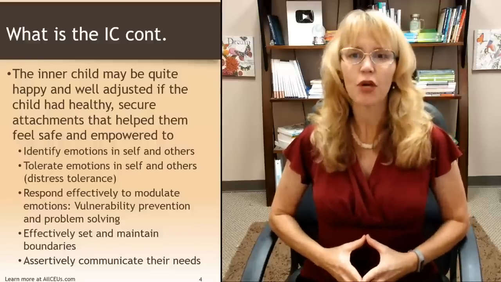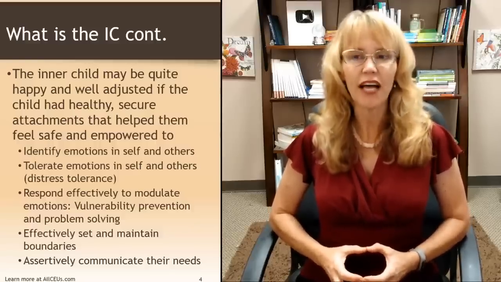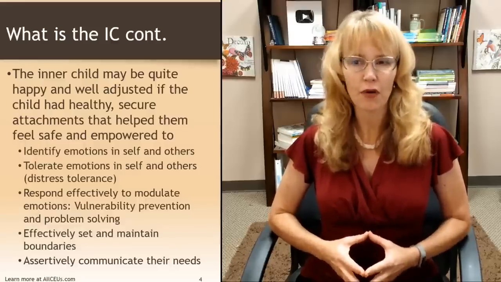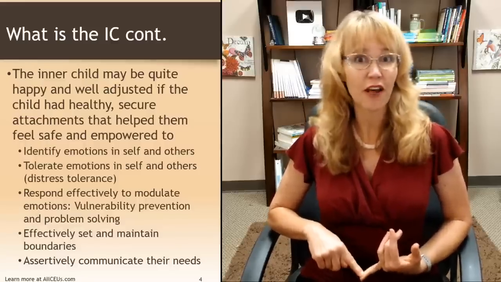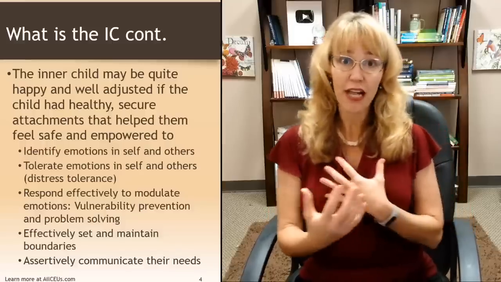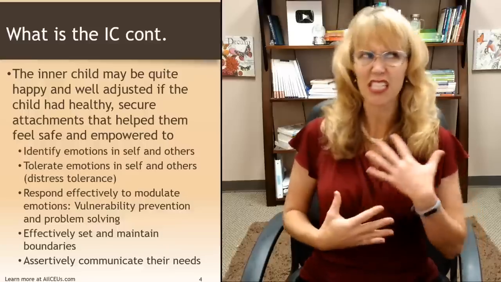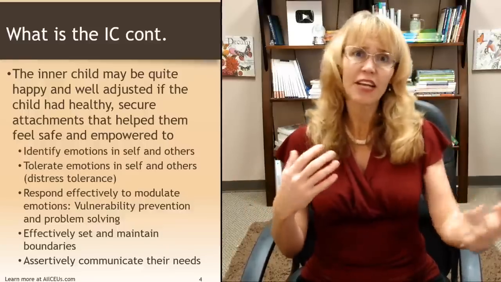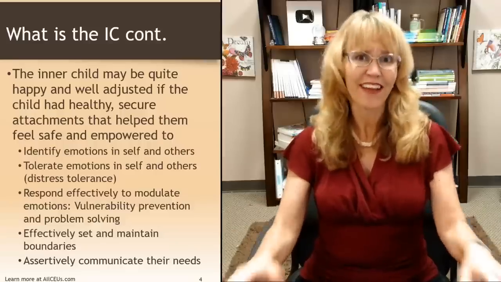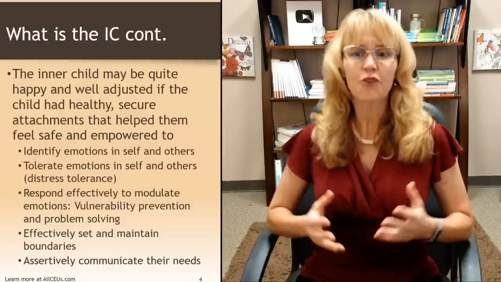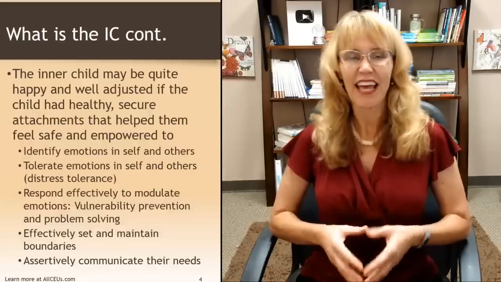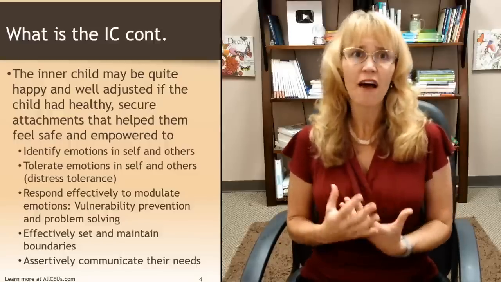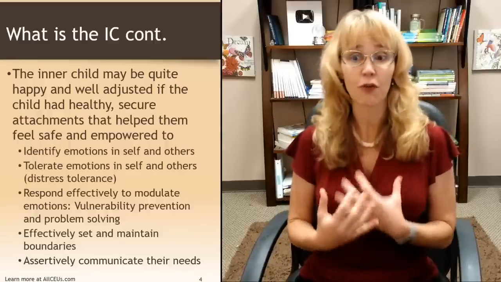The inner child may be quite happy and well-adjusted if the child had a healthy, secure attachment that helped them feel safe and empowered to identify their emotions in self and others. So they learned how to identify their own emotions. This is angry, this is happy, and in other people. So they can interact with others and get a general feeling of what's going on. So they can tolerate emotions in themselves. They can sit with anger, they can sit with anxiety and not feel afraid of it or feel like they're going to be overwhelmed.